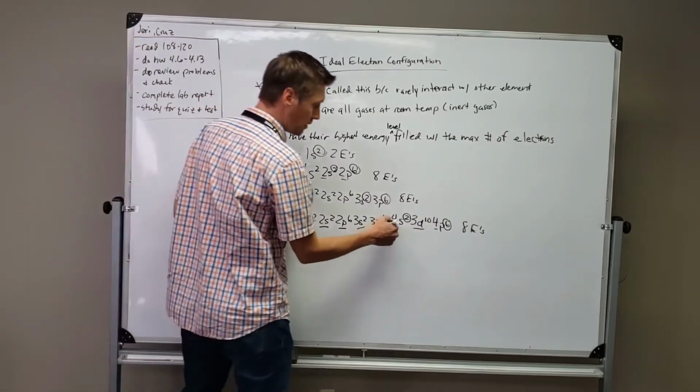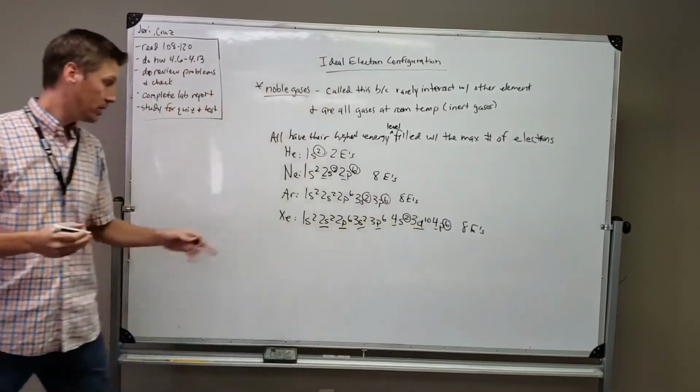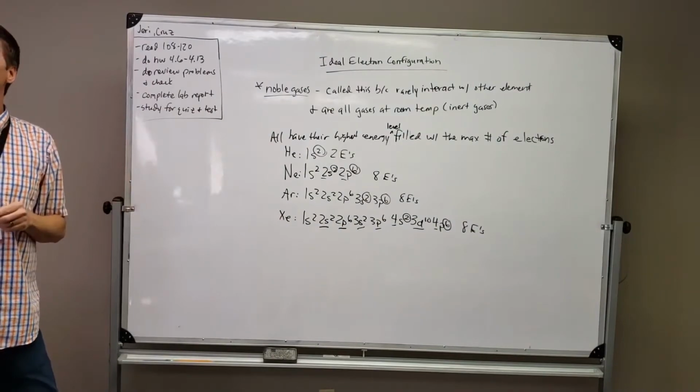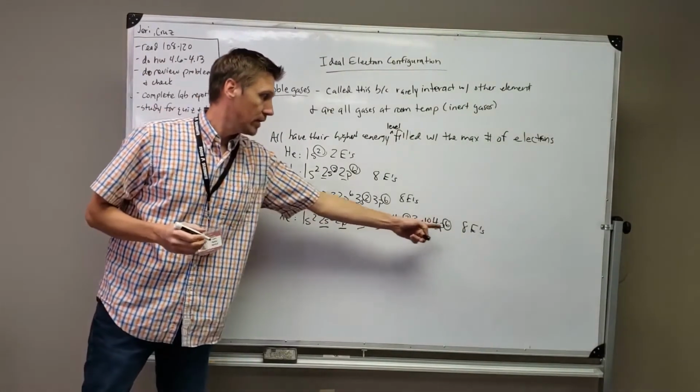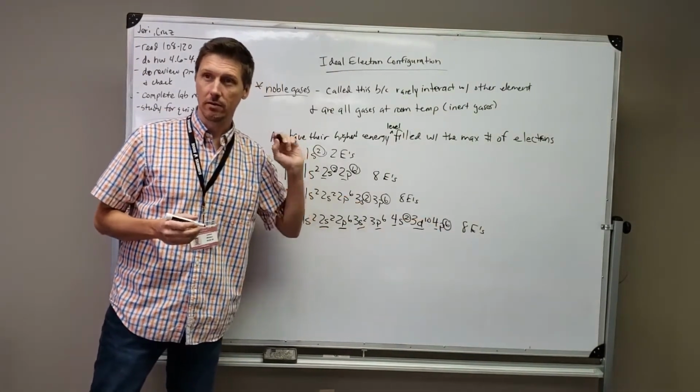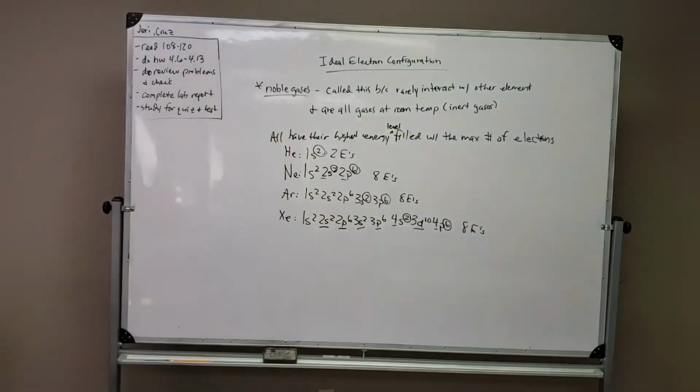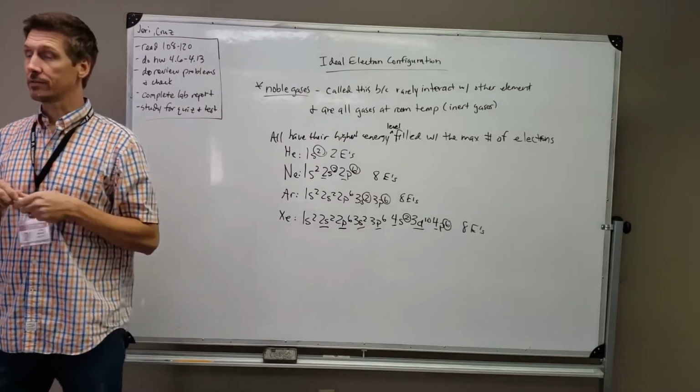So all of the 4s, which is the highest one for xenon, has a total of 8 electrons. Do you see that now? Yes. Okay. So the highest energy level is always full for noble gases. All right? And we refer to that as the ideal electron configuration.